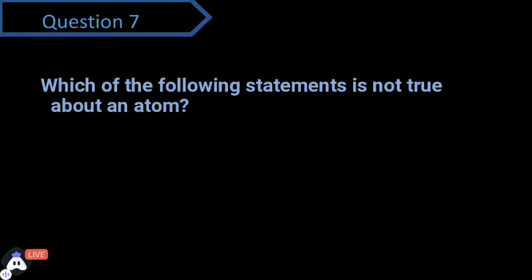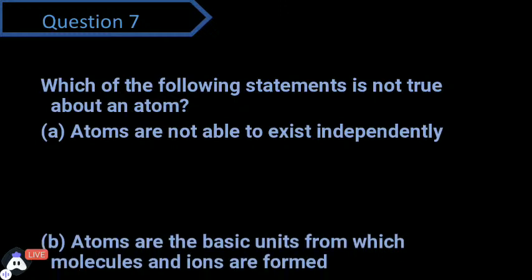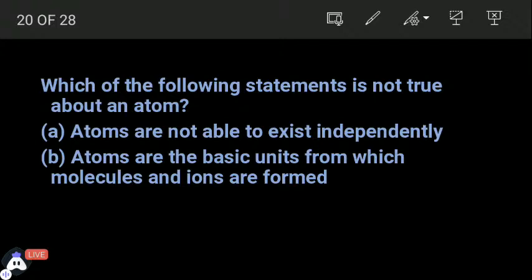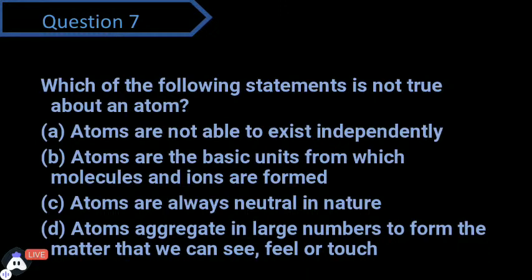Which of the following is not true about an atom? You just need to tell which is not true about an atom. A, atoms are not able to exist independently. Is it true? They can. Next, atoms are the basic unit from which molecules and ions are formed. From atoms only molecules and ions are formed. Third, atoms are always neutral in nature. That means they are not carrying a charge, either positive or negative. They are just neutral. Followed by the fourth one, atoms aggregate in large numbers to form the matter that we can see, feel or touch. So atoms combine in large numbers to form what we can see, feel or touch, which is not true.